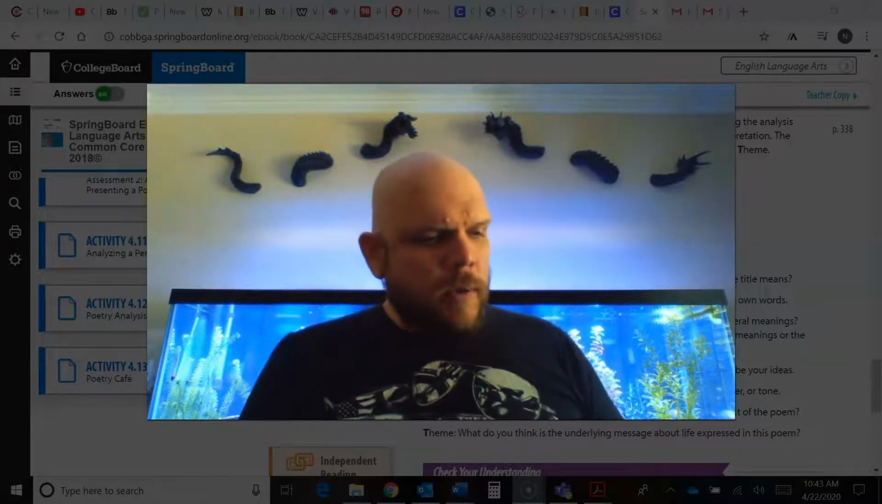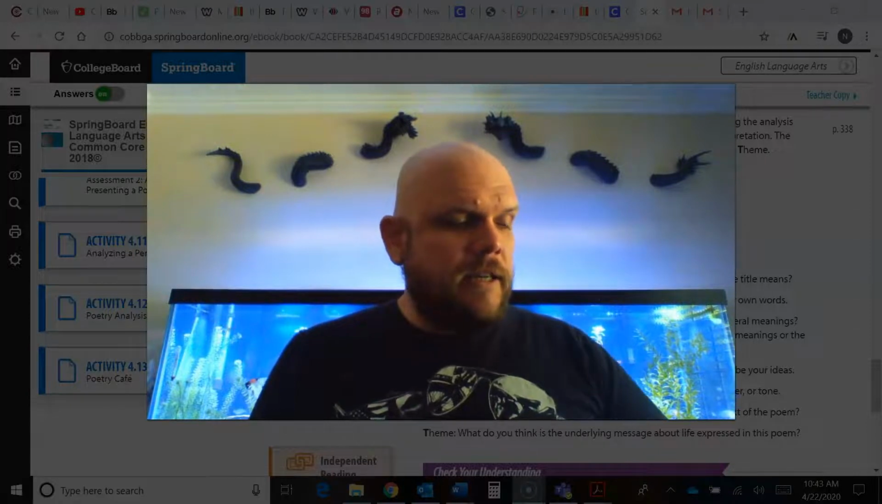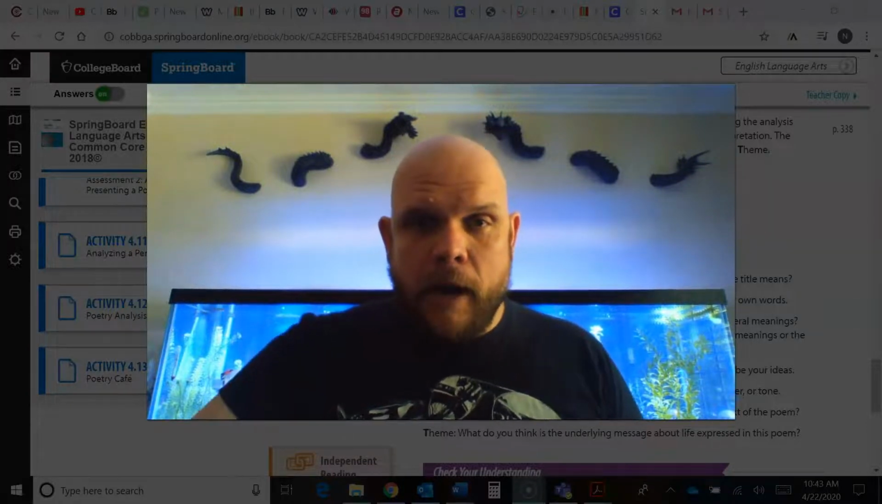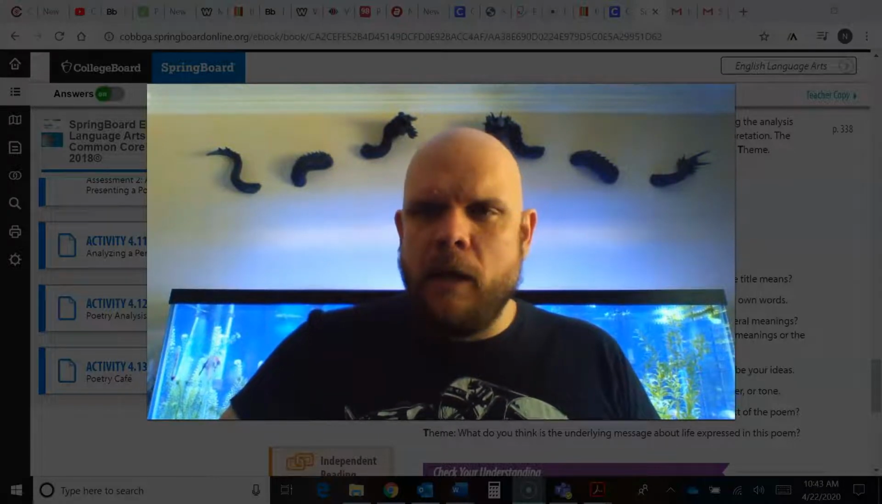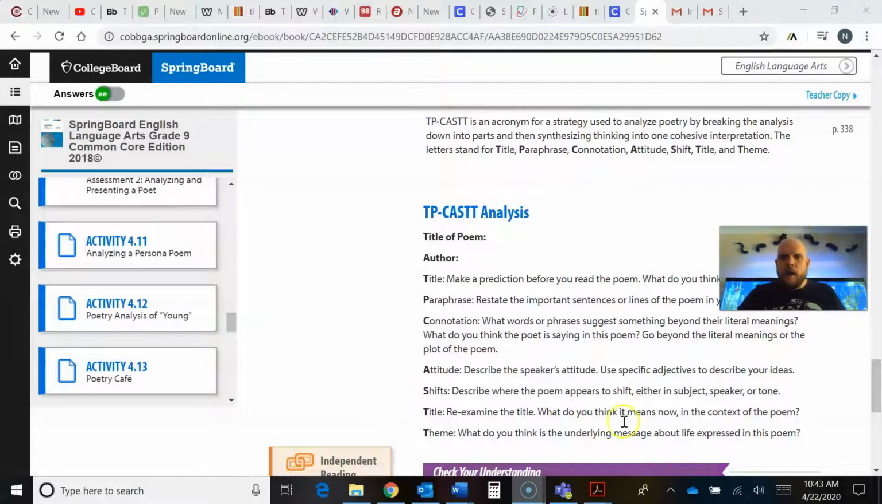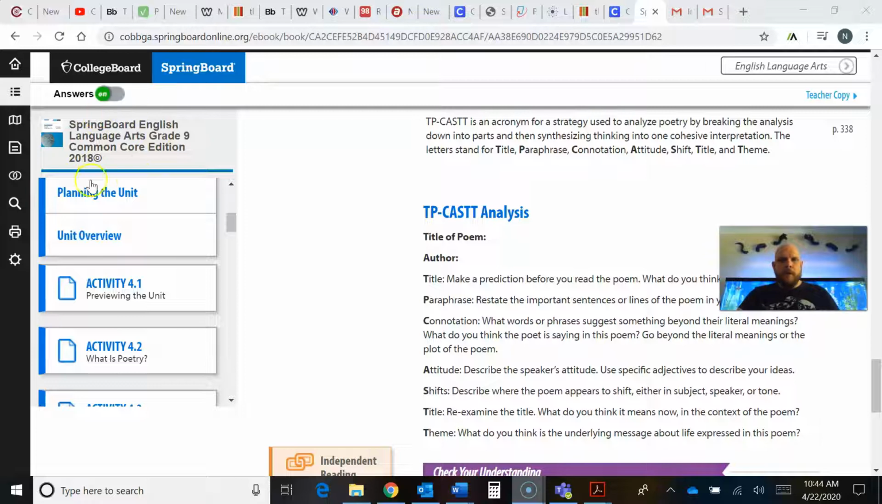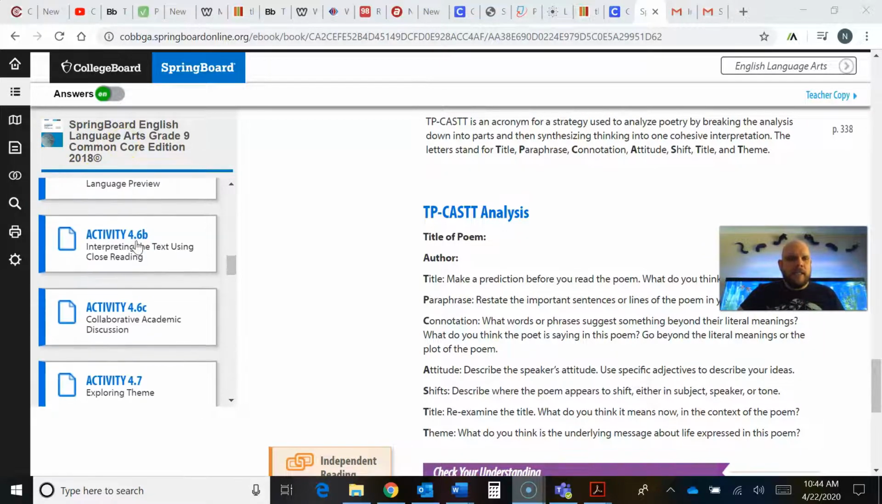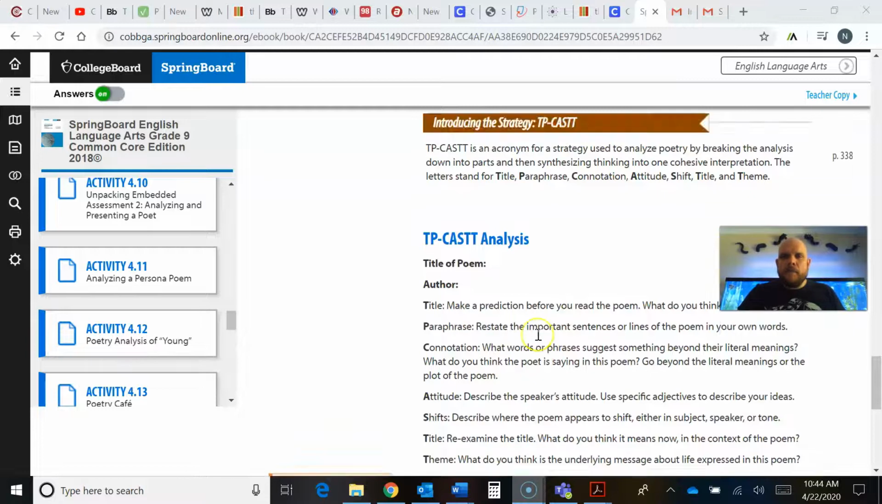So after you do those questions, then look over at the TP-Castt, and it's a different way to analyze the poem. All right, I'm going to put it up on the screen here. What's in your textbook might look a little bit different from mine because mine is the teacher edition up here. But it should look something similar to this. Your Springboard book, you pick the right one for grade 9, and then your activities are over here. You're going to go to 412, which is poetry analysis of Young. So that is up here.